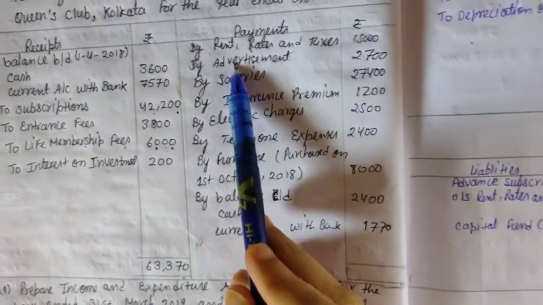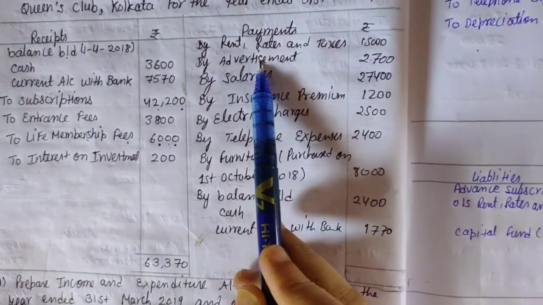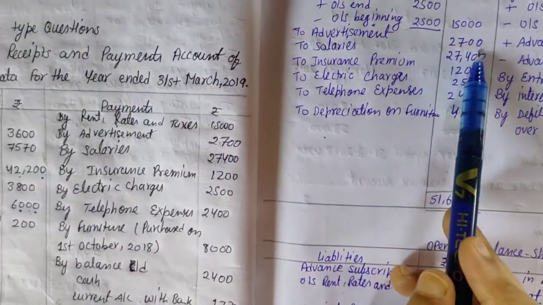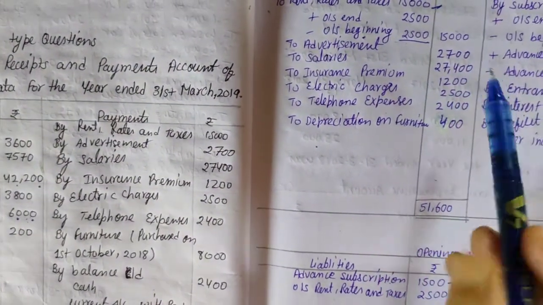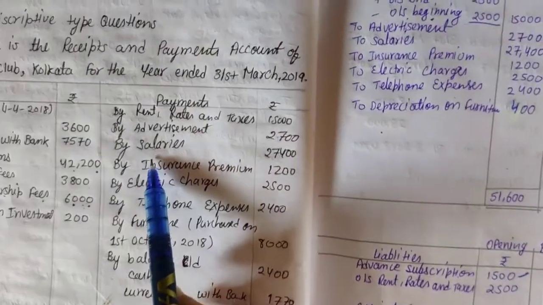Then the next amount is advertisement. So again here it is to advertisement account in the income and expenditure account. Next one is salary.